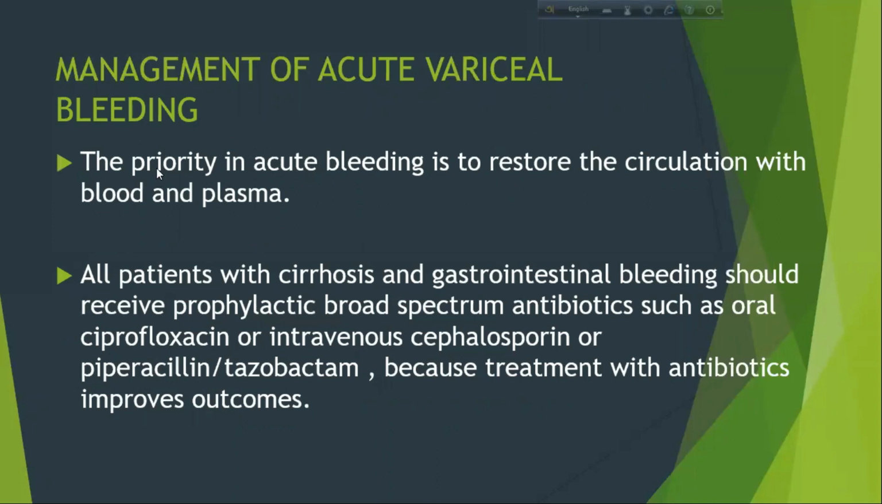The priority in acute bleeding is to restore the circulation with blood and plasma. All patients with cirrhosis and gastrointestinal bleeding should receive prophylactic broad-spectrum antibiotics such as oral ciprofloxacin or intravenous cephalosporin or piperacillin-tazobactam, because treatment with antibiotics improves outcomes.